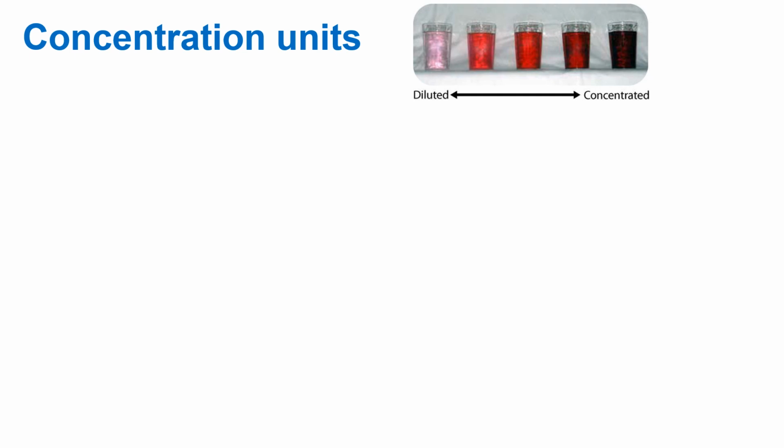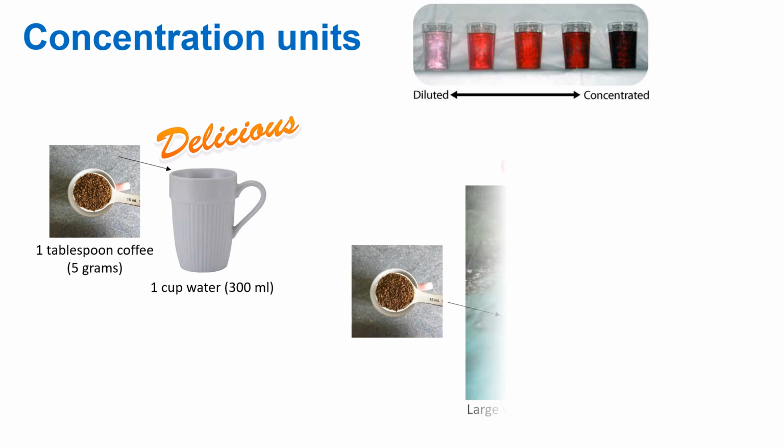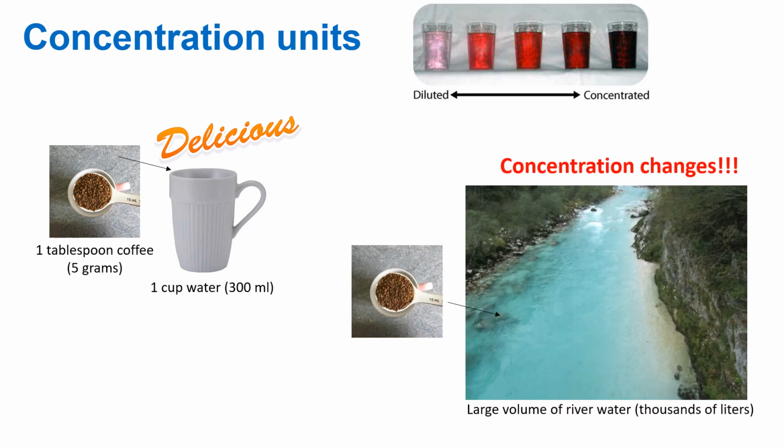We can take for example when making a cup of coffee. We take 1 tablespoon or approximately 5 grams of coffee powder and dissolve in 300 milliliters of hot water. We can then choose to add or not add a teaspoon of sugar to make the perfect coffee drink with taste to our liking. However, if we take the same 1 tablespoon of coffee powder and dissolve it in a flowing river with thousands of liters in volume, the taste would definitely change. This is directly related to changes in concentration, which has environmental significance as well.